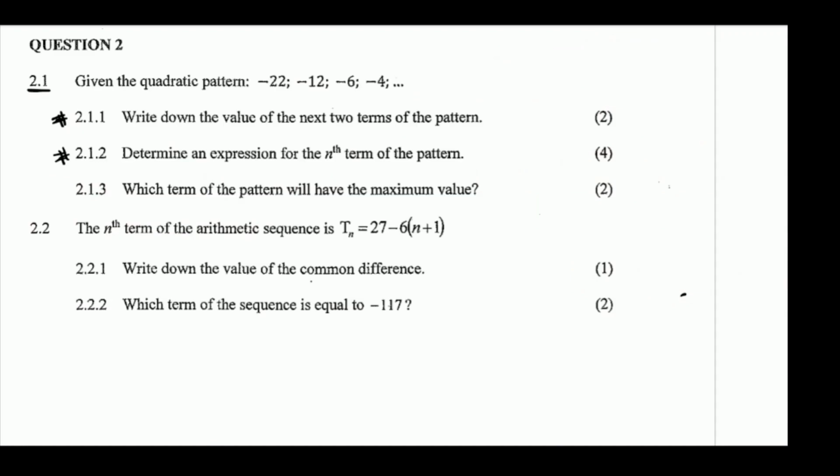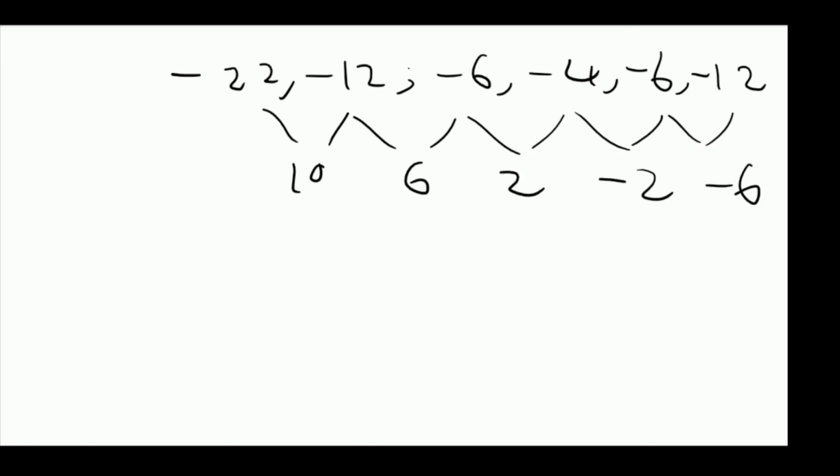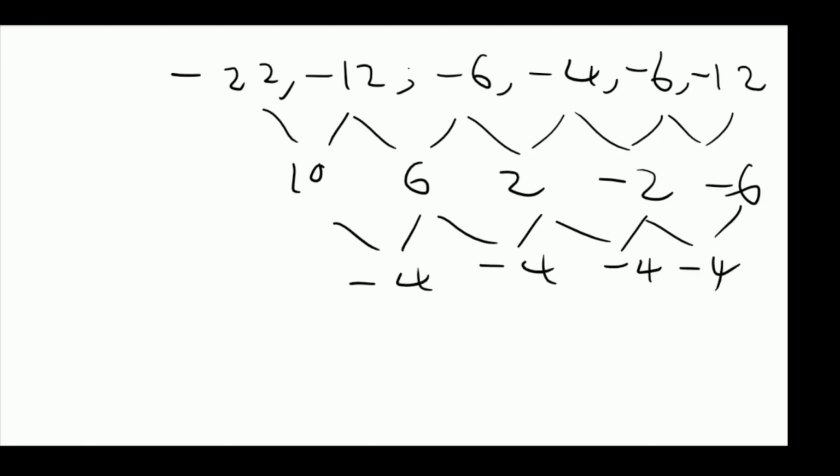In 2.1.2, we are asked to find the expression of the nth term of the pattern. To find our nth term, we need to first write down our sequence that we wrote in the previous question. We have our sequence here, and our first difference of the sequence is 10, 6, 2, minus 2, minus 6. And the second difference of the sequence is minus 4. So minus 4 is constant throughout.